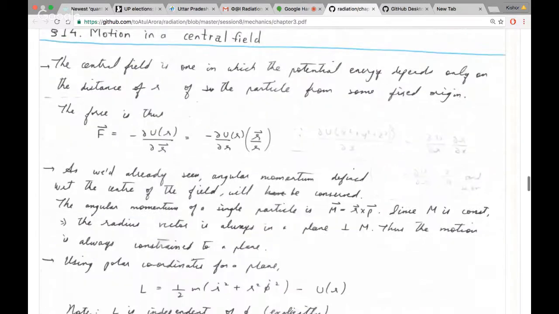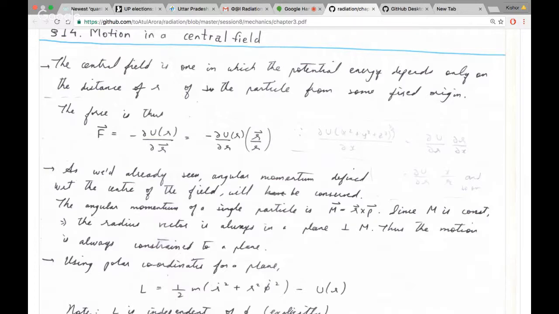As we had already seen, angular momentum defined with respect to the center of the field will be conserved. The angular momentum of a single particle is M equal to r cross p. Since M is constant, the radius vector is always in a plane perpendicular to M. Thus the motion is always constrained to a plane. So one degree of freedom of r disappears, right? Fine.